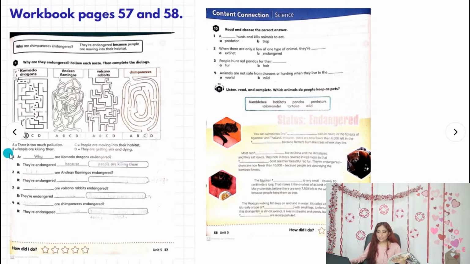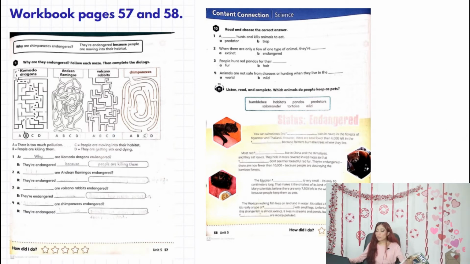So if the answer was letter A, there is too much pollution. That's the cause why this animal is in danger. Letter B, they are killing them. That's the answer for Komodo dragons. Letter C, people are moving into their habitats. And letter D, they are getting sick and dying.